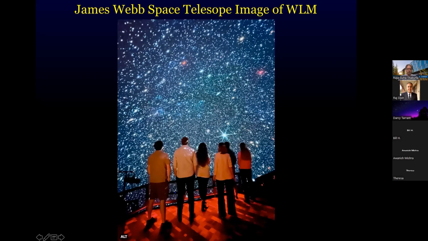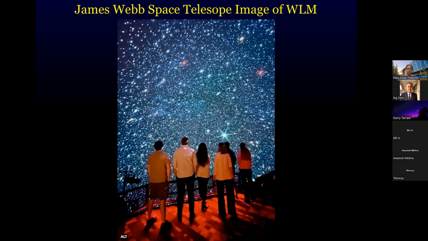Remarkable image again. And what does WLM stand for? That's the name of one of the galaxies. This is the name of the galaxy whose image James Webb has taken. WLM is a small galaxy within the local group of galaxies, orbiting Andromeda and the Milky Way.